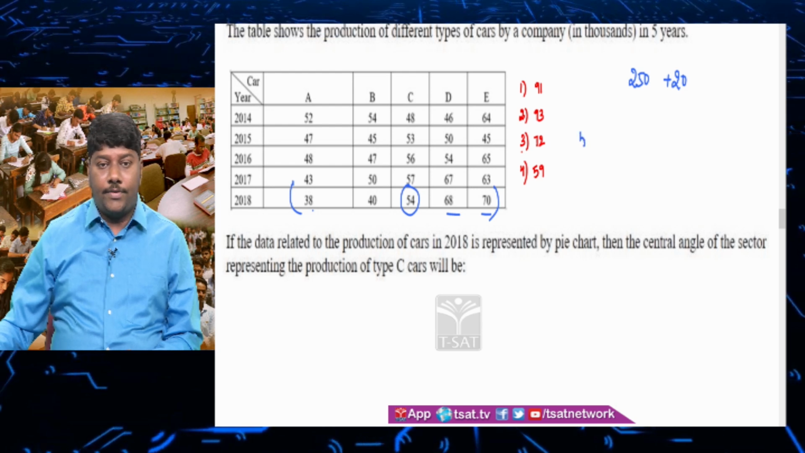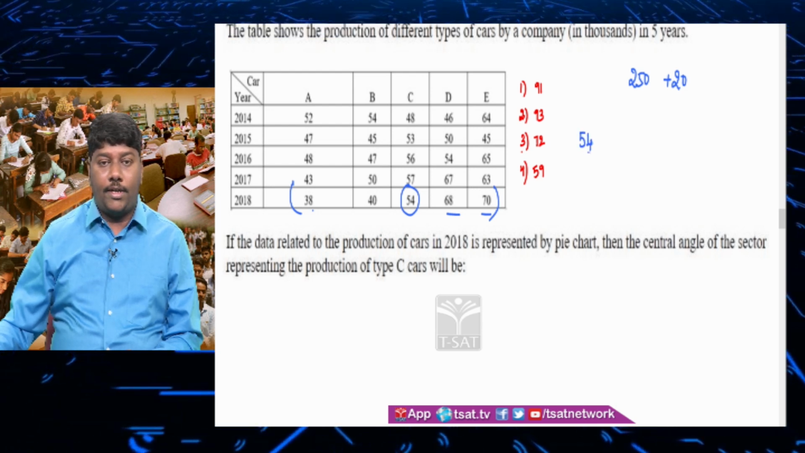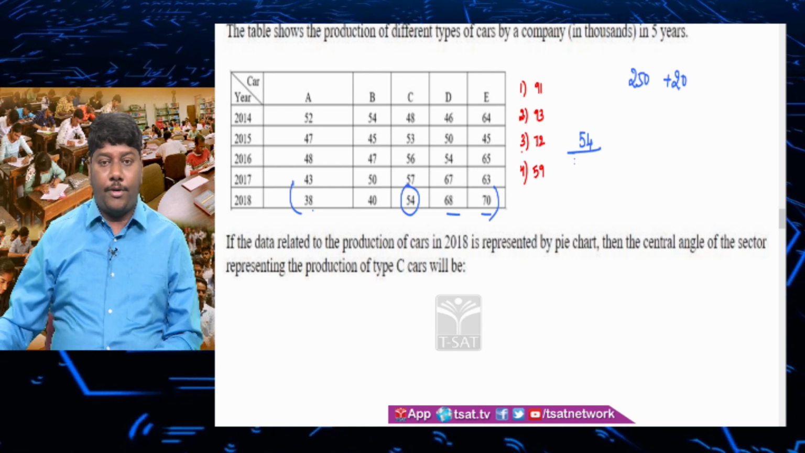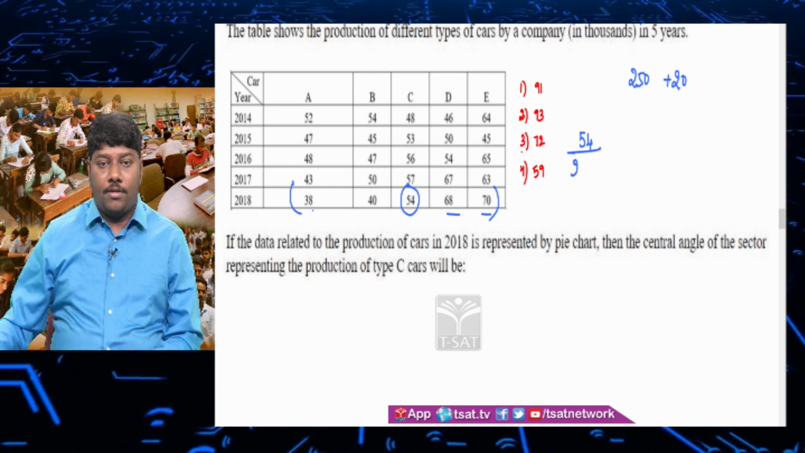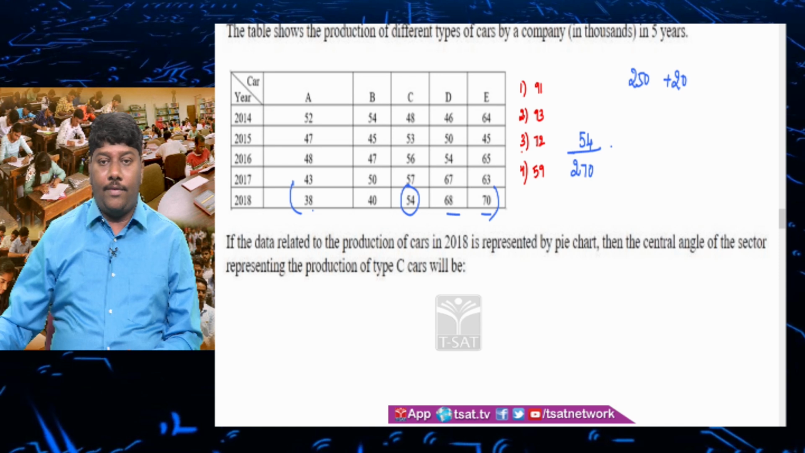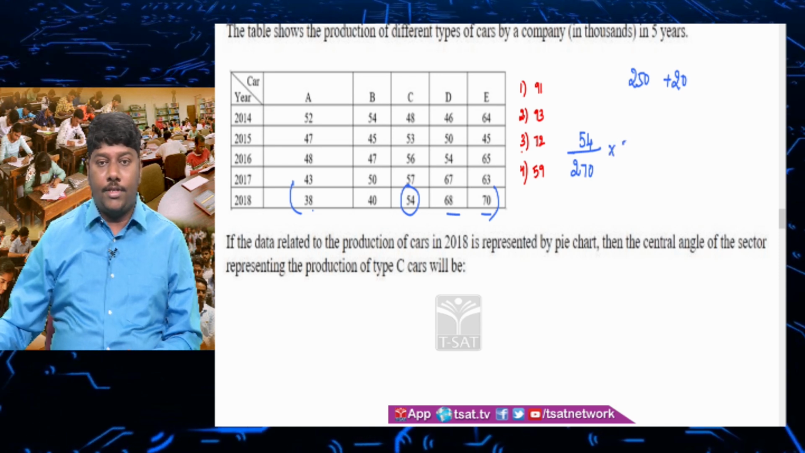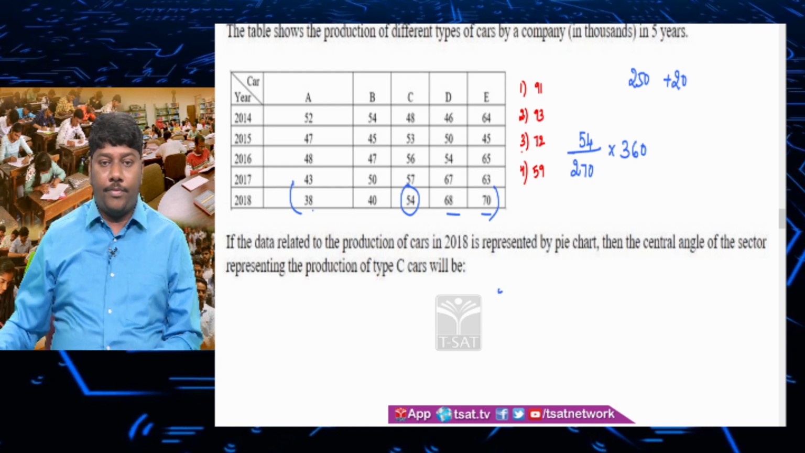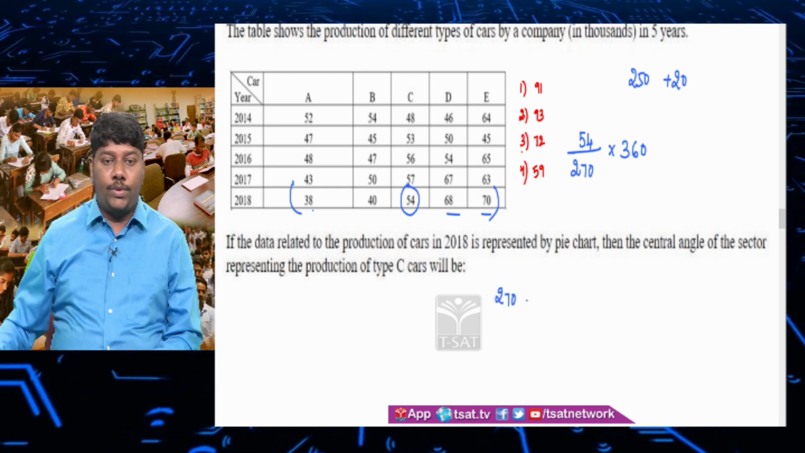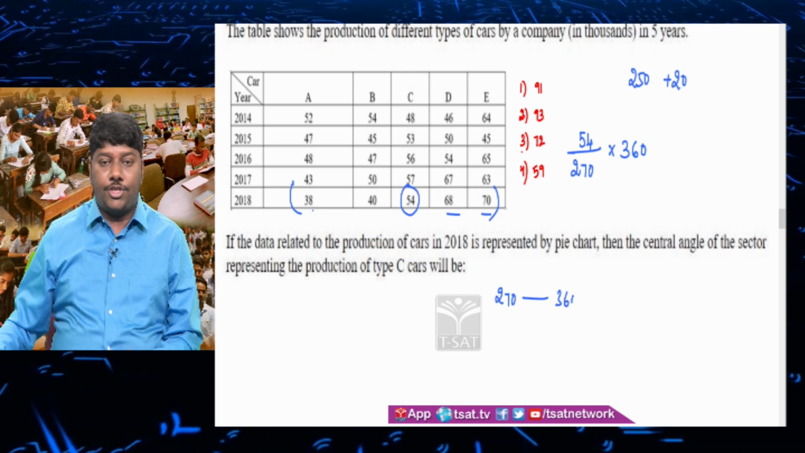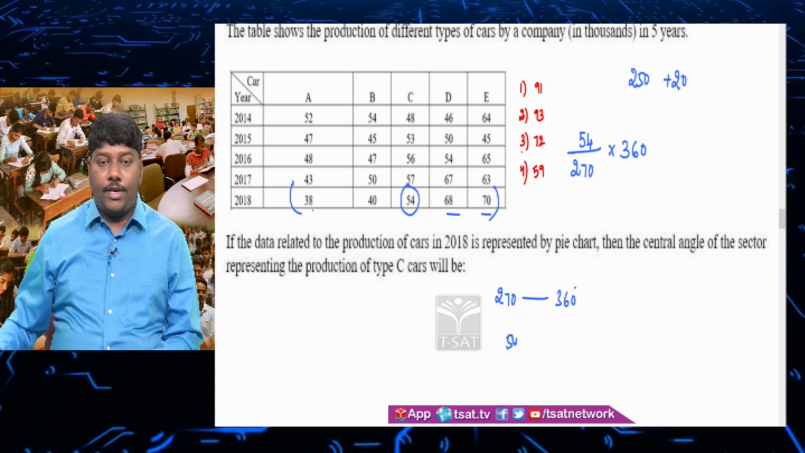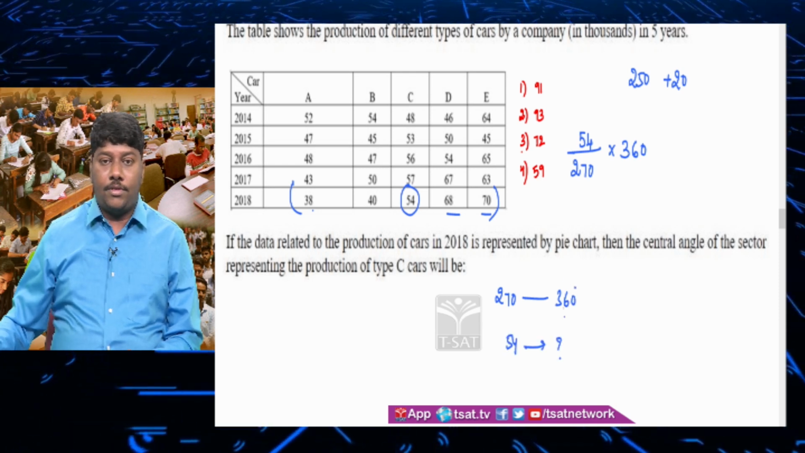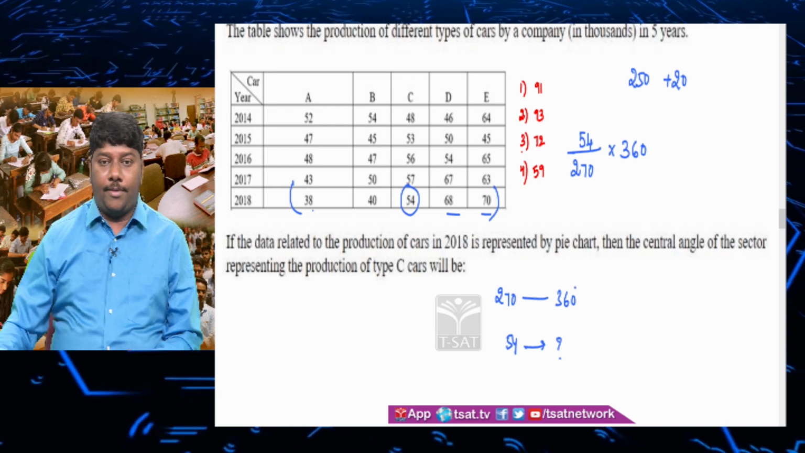So 250 plus 20 is 270. So the central angle is, 54 is what? 54 you have to represent. So 54, total value is 270. If you need to convert it into degrees, multiply it with 360. Or else I would say in the unitary method, 270 represents 360 degrees. What does 54 represent? You just need to cross multiply, you will get the same here.